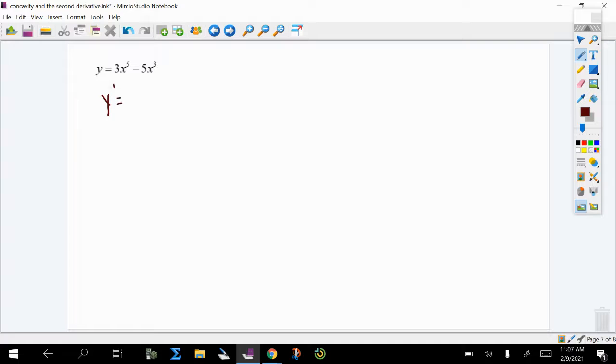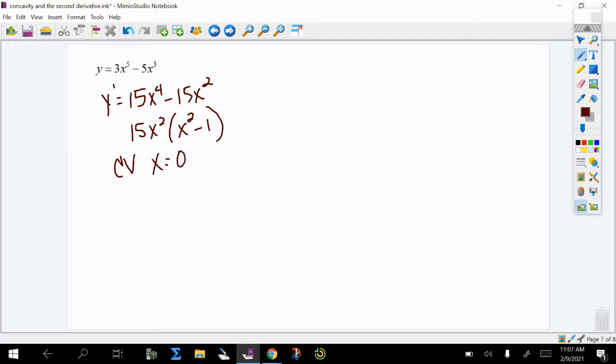So first derivative, 15x to the fourth minus 15x squared. Take out a 15x squared, which leaves you with x squared minus 1. So we have lots of critical values, 0, positive 1, and negative 1. My second derivative is 60x cubed minus 30x. 0 is going to create a problem. I'm actually going to deal with that last. I'm going to look at the other two that are nice.